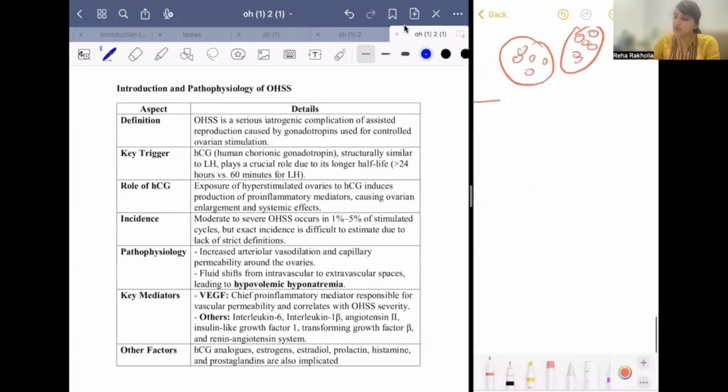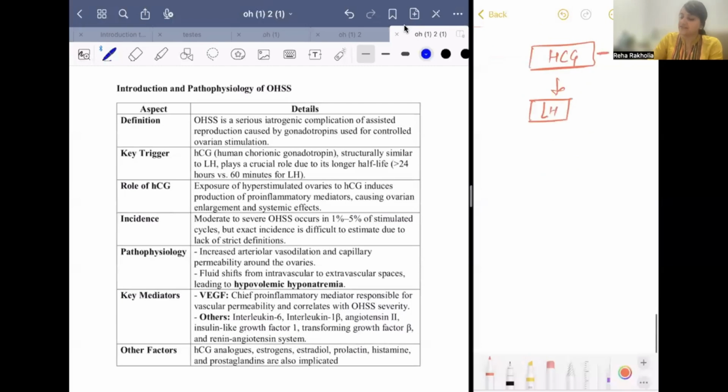The key trigger for OHSS is HCG, a hormone that is structurally similar to LH, but the half-life of HCG is 24 hours, which is much more than LH. The half-life of LH is 60 minutes. This long-lasting effect of HCG plays a crucial role in developing OHSS.